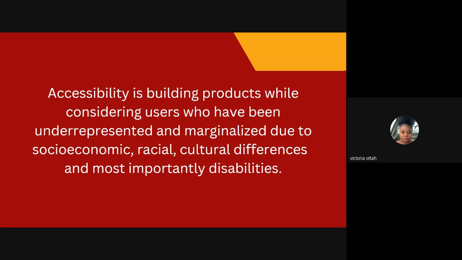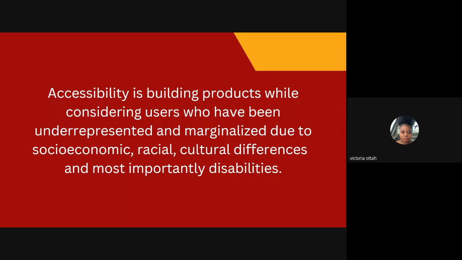Accessibility is building products while considering users who have been underrepresented and marginalized due to socioeconomic, racial, cultural differences, and most importantly, disabilities. So what I'm trying to say is that accessibility touches different spectrums and different demographics, which includes socioeconomic, racial, cultural differences, but it's mostly specific for people who have disabilities.